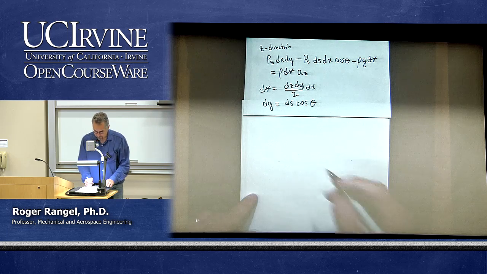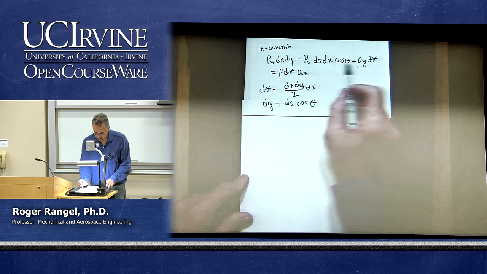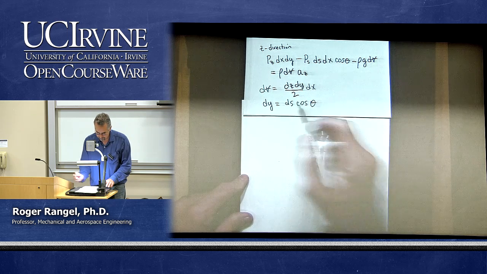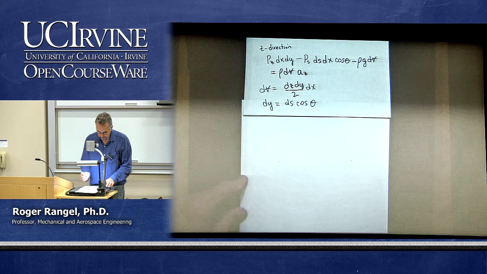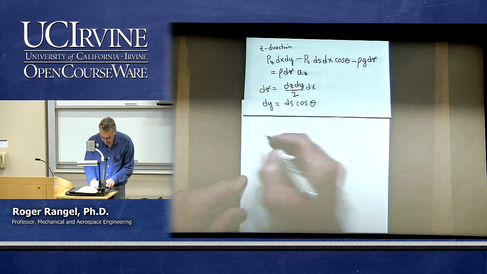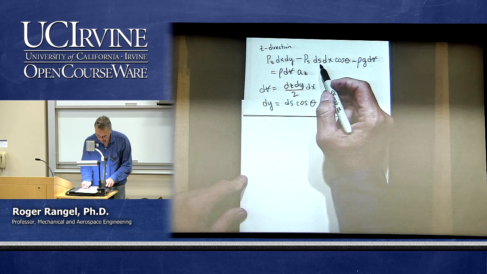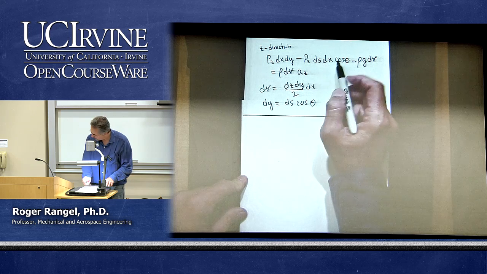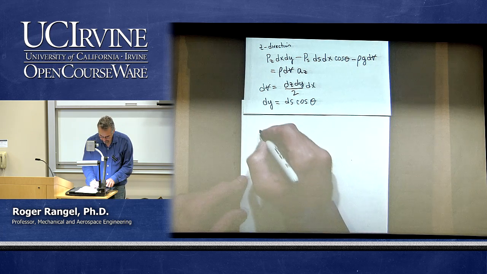Then, of course, I can simplify a lot of things. dx, for example, appears everywhere, so I can divide by dx. And let's see, the dy. ds is dy over cosine theta. That will cancel the cosine theta. So this is what I'll have.